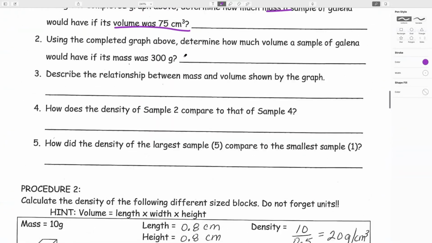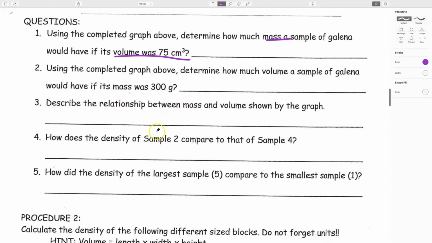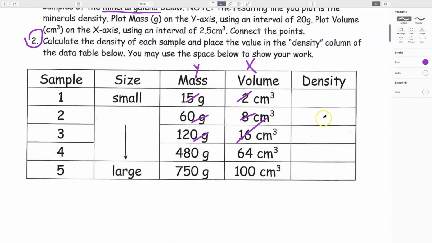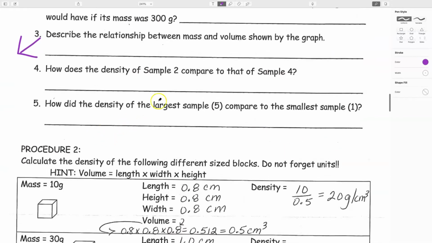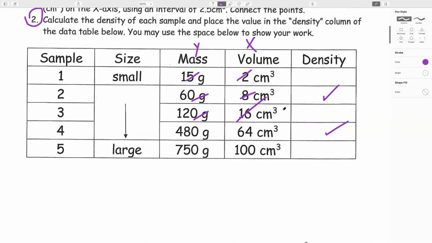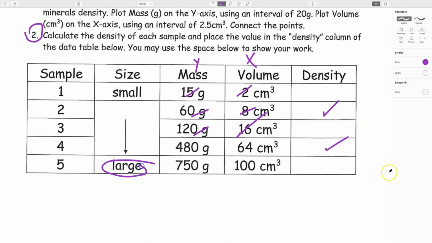Question 3 says describe the relationship between mass and volume. Guys, anytime you have a line going up on the right, it is a direct relationship. Number 4, how does the density of sample 2 compare to sample 4? You are comparing your data chart, the density of sample 2, which is mass divided by volume, to that of sample 4. Your last question, question 5, asks how the density of the largest sample 5 compares to the smallest. Again, you're comparing the density of the largest piece, whatever you figured out the density to be, to the density of the smallest piece.